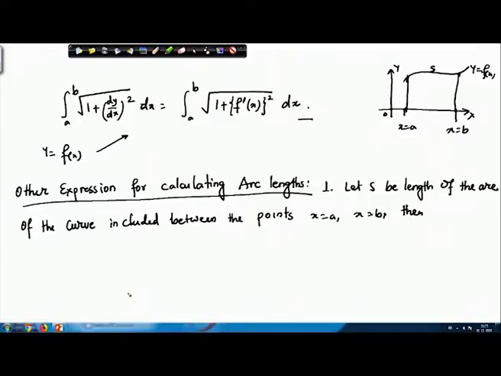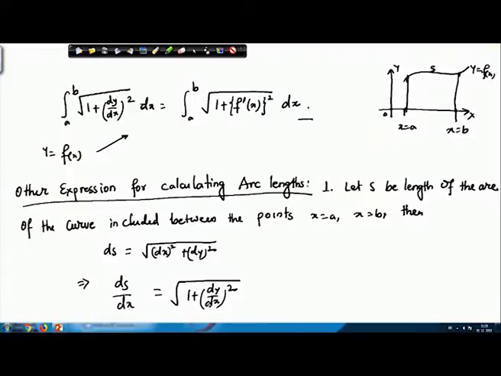Then what we will have? We know from coordinate geometry and also from differential calculus that ds equals the square root of dx square plus dy square. So, this is something we already know. So, we can write ds by dx equals the square root of 1 plus dy by dx whole square.